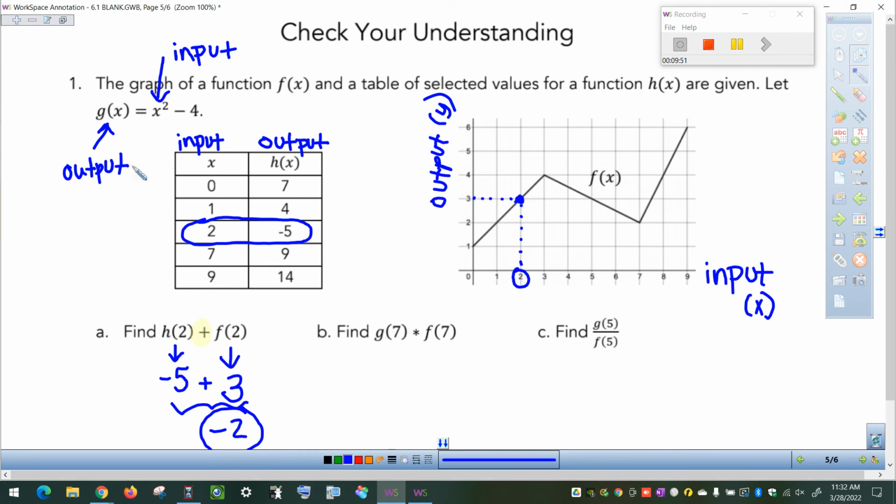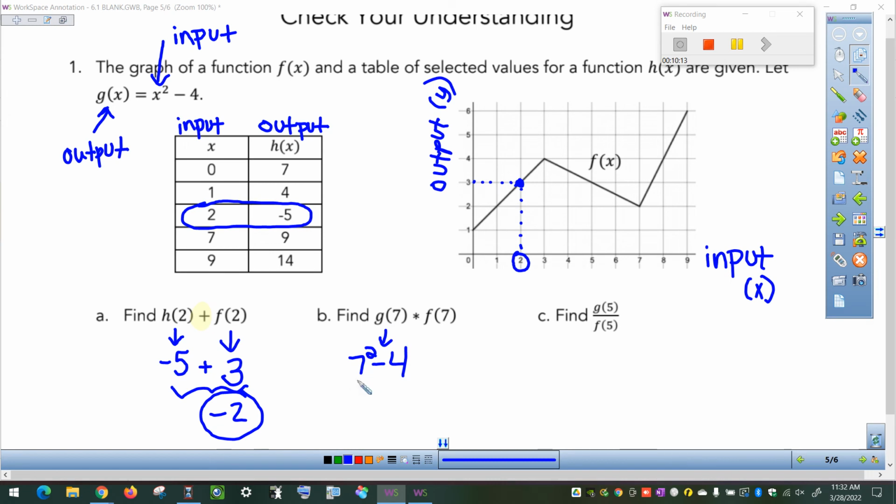So if we're going to input 7 into this function, we're just going to plug 7 in where the x is positioned. So instead of writing x squared minus 4, we're going to write 7 squared minus 4. That ends up being 49 minus 4, which simplifies down to 45.